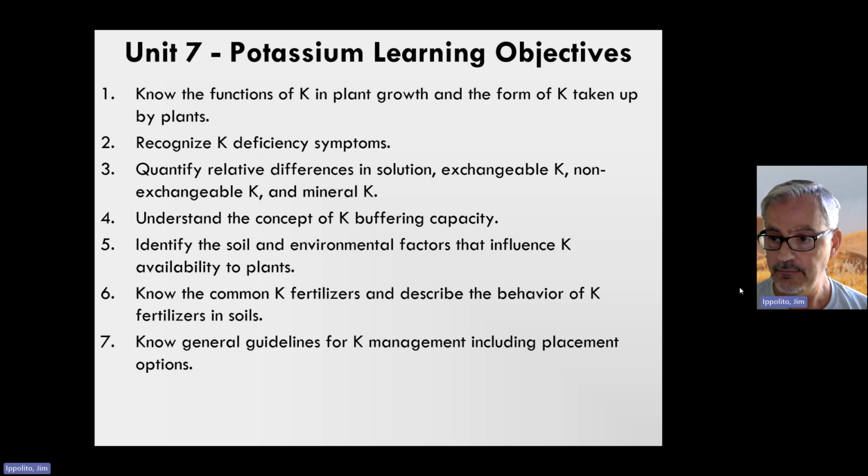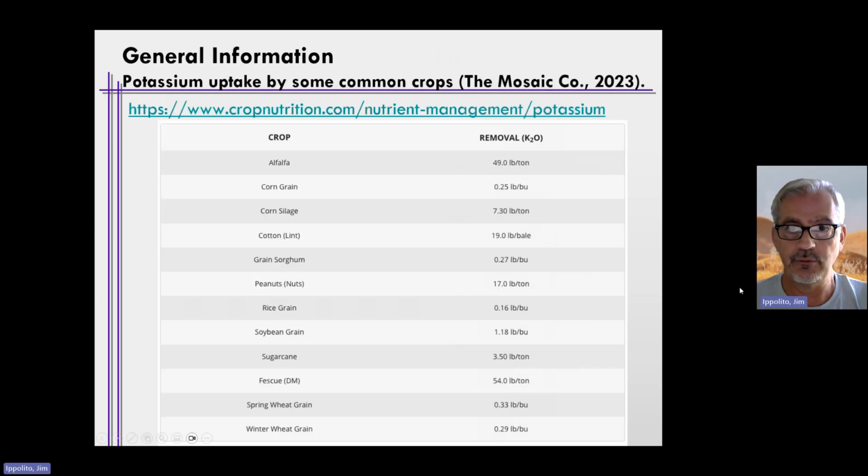So with that said, let me give you some general information about potassium. This is relatively recent information. You can find this at this website from Mosaic. This shows you a simple list of the various types of plants or crops that we grow, and the removal of potassium expressed as K2O. All right, so potassium oxide. There's a reason why this is expressed as potassium oxide, but it can be easily expressed as just potassium.